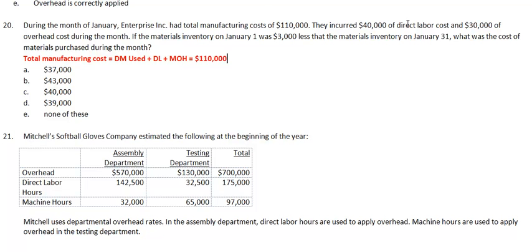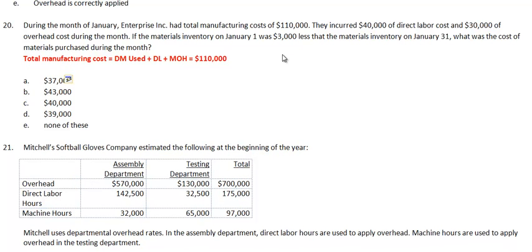It says they incurred $40,000 of direct labor cost and $30,000 of overhead cost. So let's fill in what else we know. We don't know direct materials used. We know though that direct labor is 40. We know manufacturing overhead is 30. And we know if we added all of those three things together, it totaled up to 110. It says if the materials inventory on January 1 was $3,000 less than the materials inventory on January 31st, what was the cost of the materials purchased?